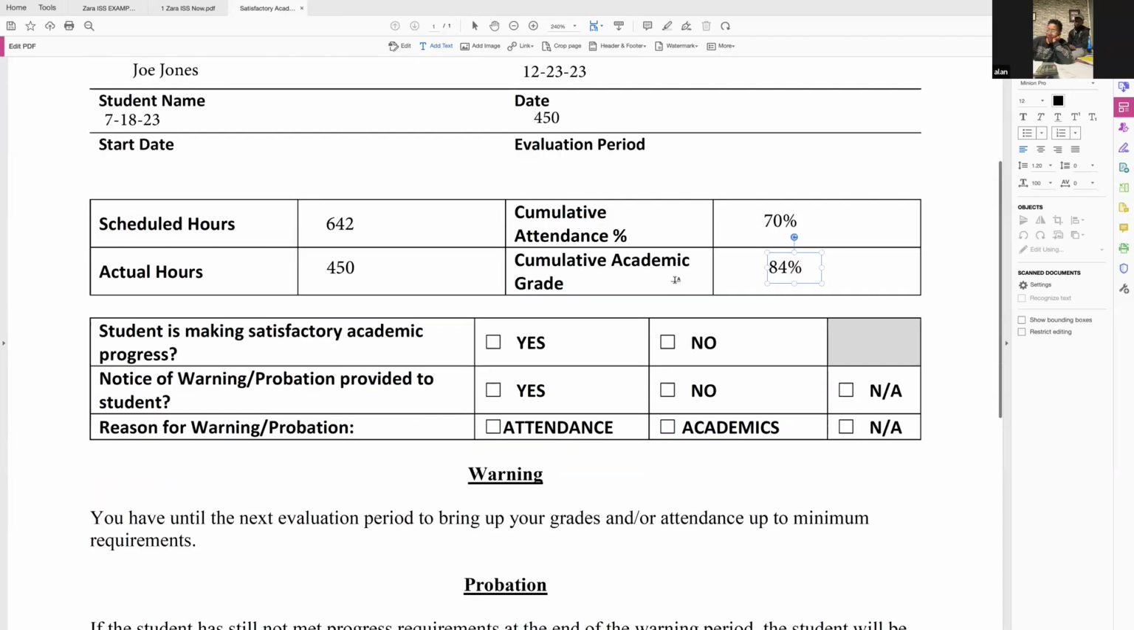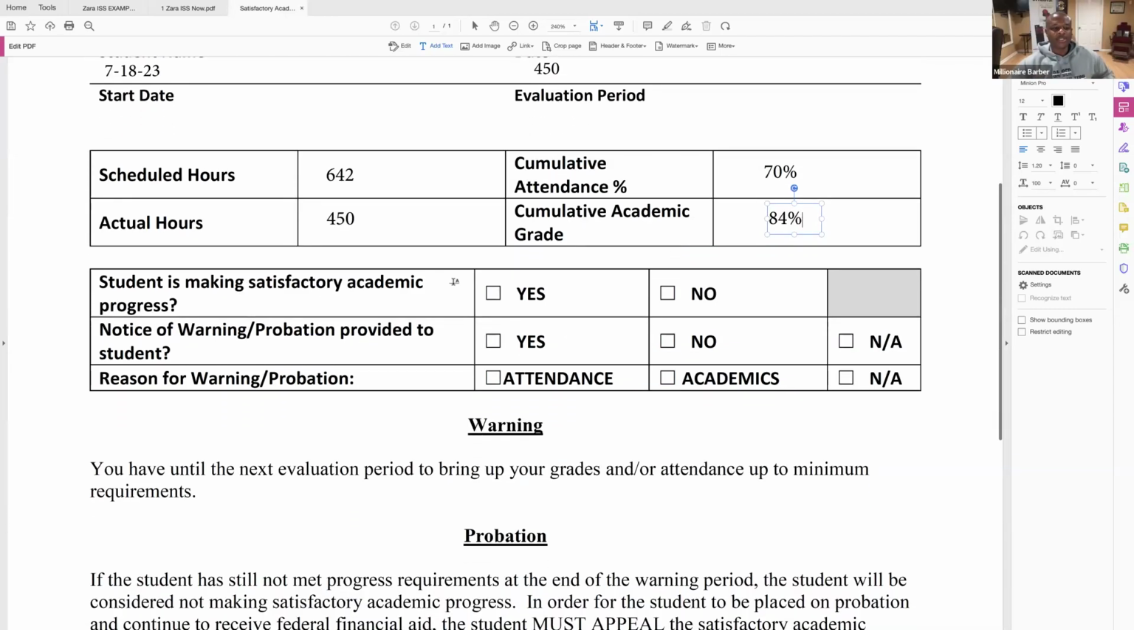Now, let's go on down. Is the student making satisfactory academic progress? Yes, so you check that. Notice of warning or probation provided to student: NA, they're not on probation. They're passing everything, because we know the minimum grade point average is 70%. Minimum attendance is 67%. Reason for warning, that's NA.